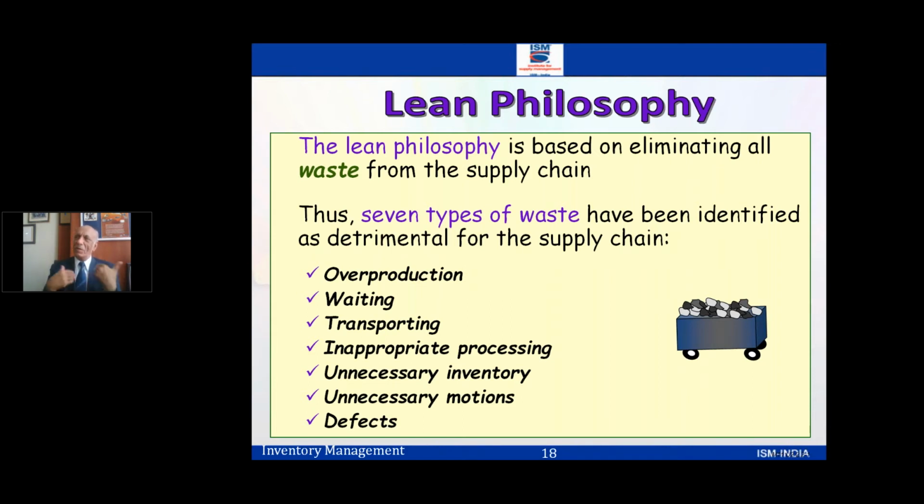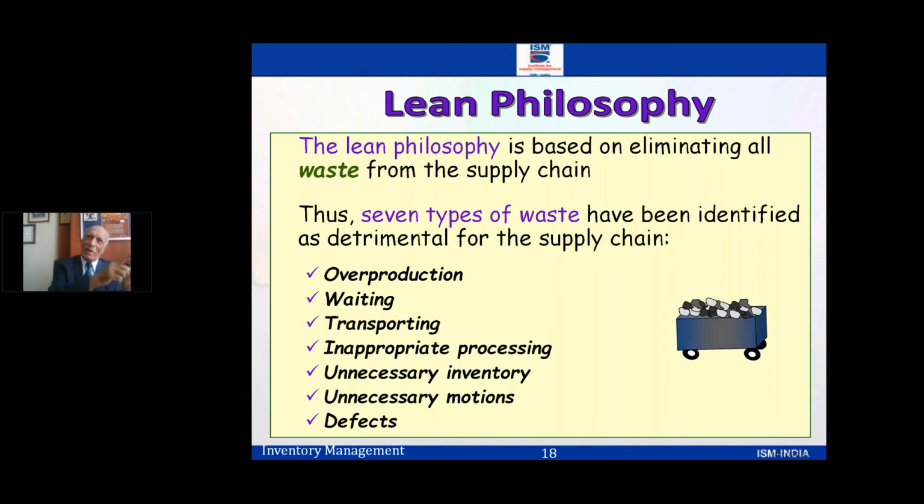overproduction, I'm doing more than required. The items are waiting in the queue. They are in transportation. Inappropriate processing is done. I've done the processing, but the one which I was supposed to process, I've taken the wrong model. It's wrong. Unnecessary inventories, unnecessary motion.